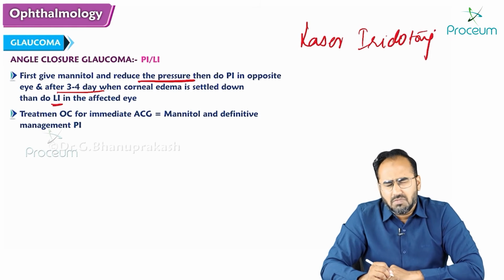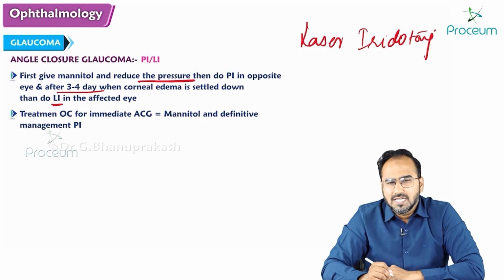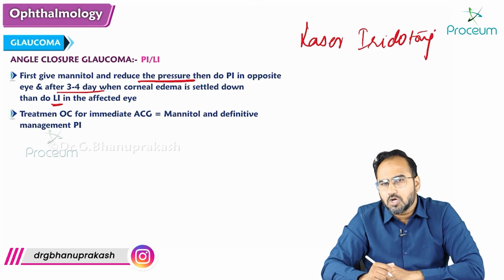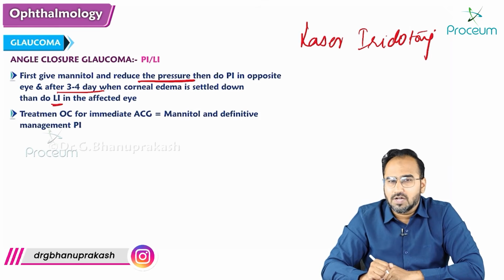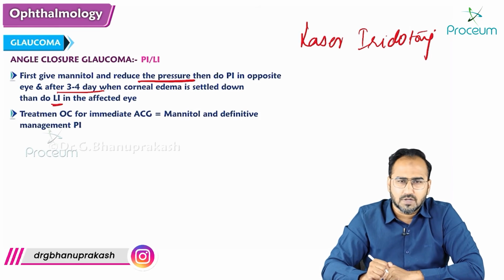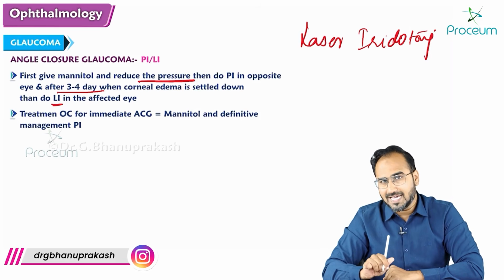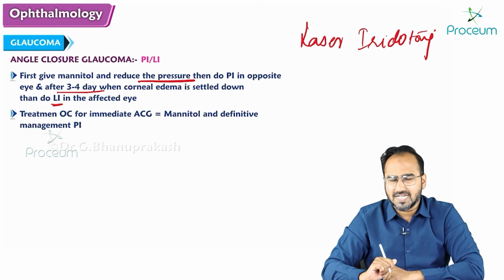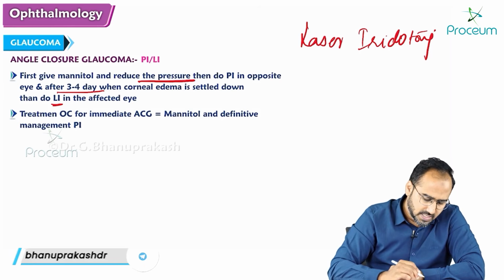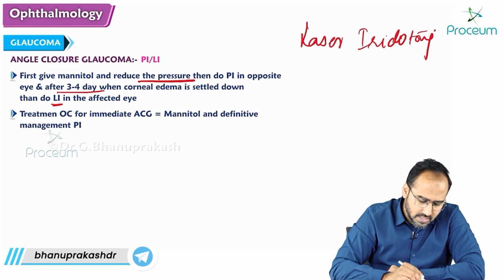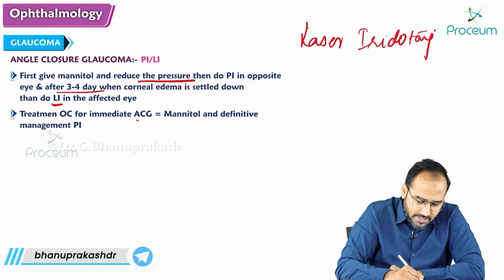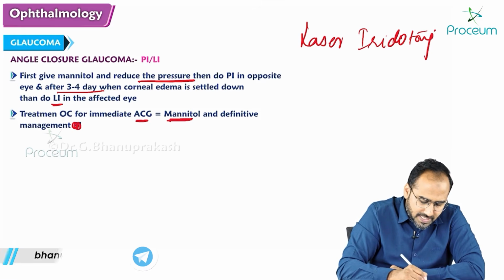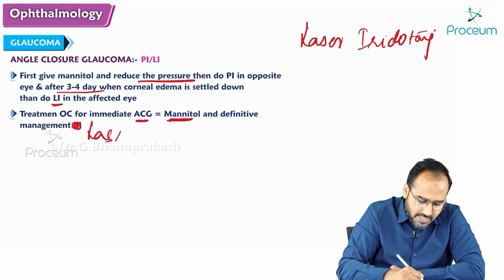Sometimes, most of the times, the patient who is developing angle closure glaucoma in one eye, the other eye will also be at risk of developing angle closure glaucoma. So in the other eye, we can go for prophylactic iridotomy. So the treatment of choice for angle closure glaucoma, the medical management is mannitol, and the definitive management is laser iridotomy.